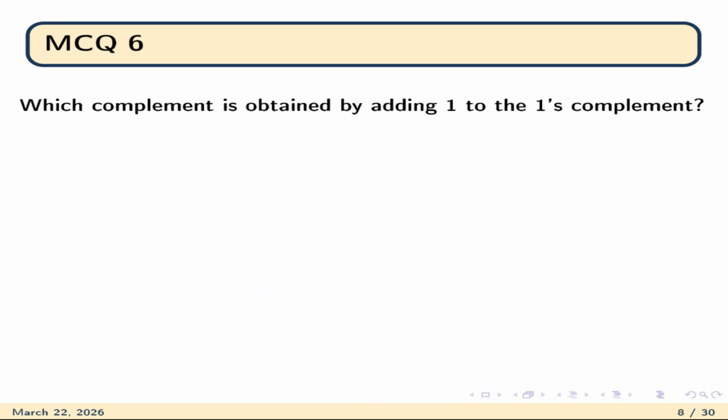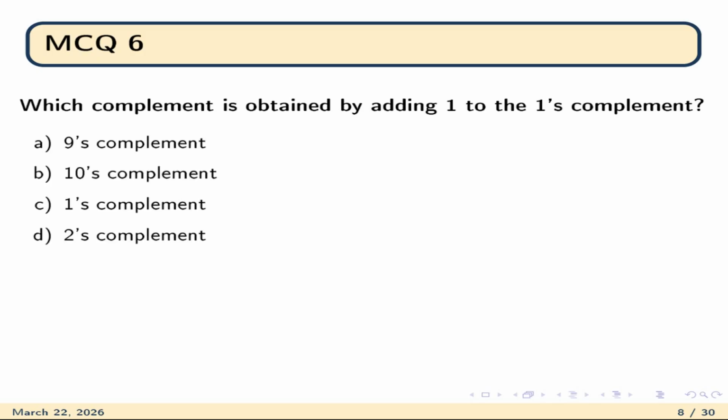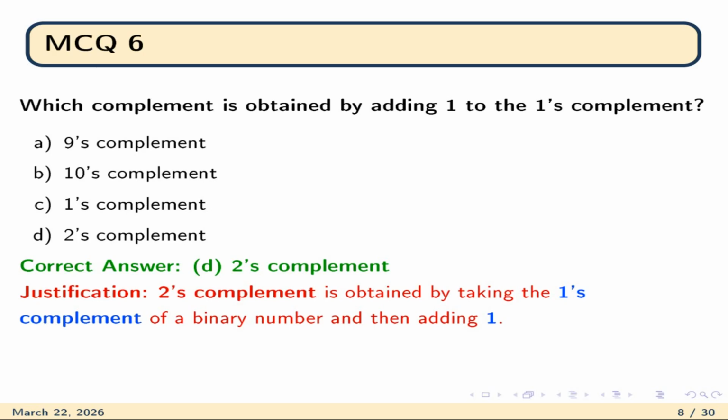Which complement is obtained by adding 1 to the 1's complement? 9's complement, 10's complement, 1's complement, 2's complement. The correct option is 2's complement, because 2's complement is obtained by taking the 1's complement of a binary number and then adding 1.